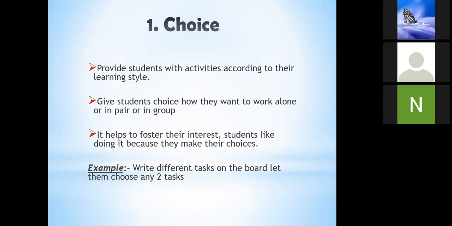So they can have a choice with the material they study, even the assignments they complete, or with the peers with whom they work. So this can boost their engagement and motivation.